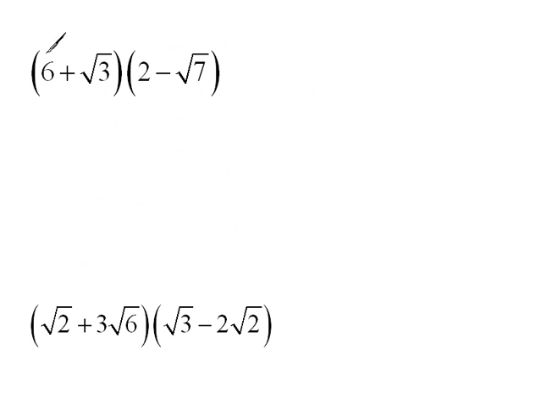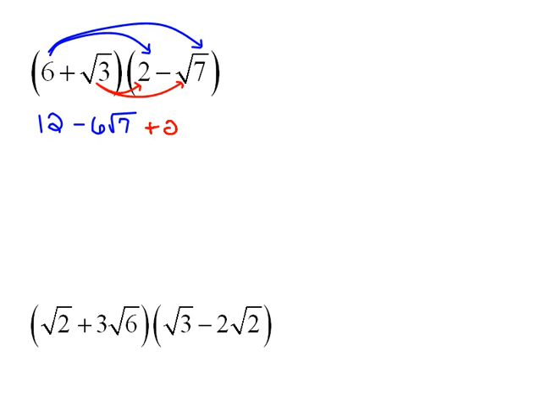Let's try a binomial here. And as we multiply, again, we're going to multiply, distributing one term at a time. So 6 times 2 would be 12, and 6 times negative radical 7 would be negative 6 radical 7. Then we would have to distribute the radical 3. So square root of 3 times 2 would be a positive 2 square roots of 3. And a square root of 3 times negative square root of 7 would be negative square root of 21, multiplying the radicands.